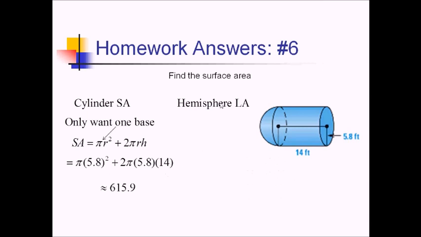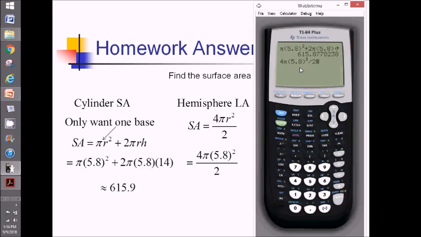Now for the hemisphere, we have to do half of the surface area of a regular sphere, so 4 pi r squared divided by 2. And you could simplify this to 2 pi r squared, but I'm just going to go ahead and plug in the radius of 5.8 and go from there. And we'll use the calculator again. So 4 pi 5.8 squared divided by 2, giving us 211.4.